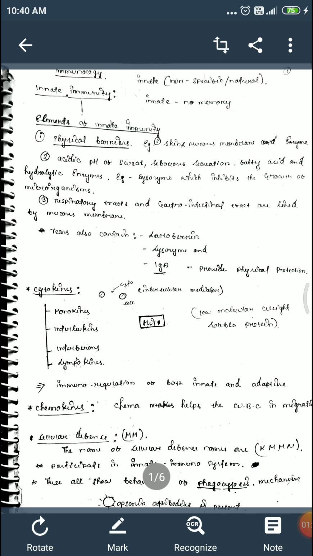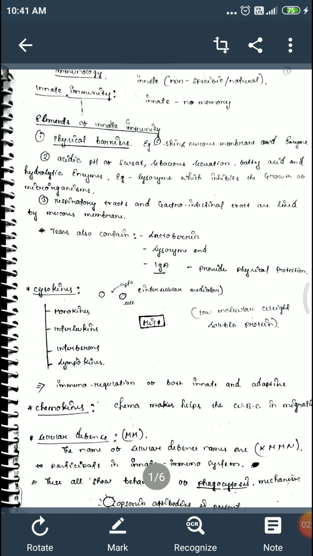The enzymes include lysozymes. Lysozymes inhibit the growth of microorganisms and help to fight against pathogens. You have to remember that words which have Z-Y-M-E at the end are enzymes. The respiratory tract and gastrointestinal tract are also lined by mucous membrane. Mucous membrane helps to entrap microorganisms and kill pathogens.